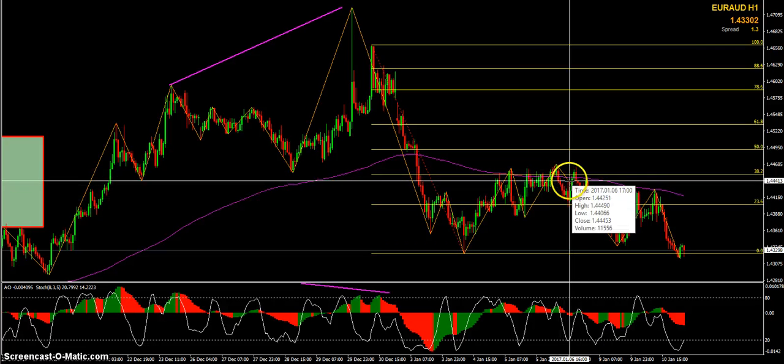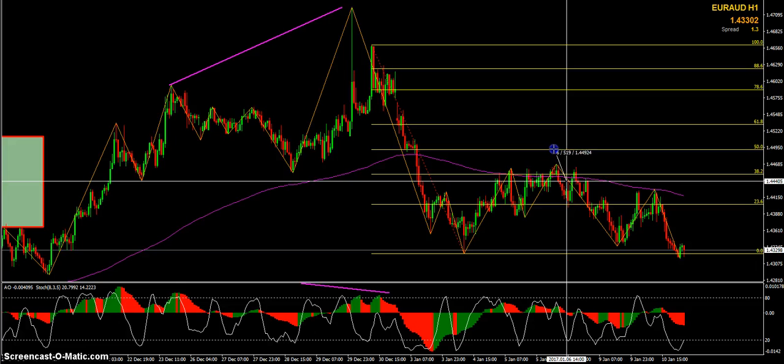So if you're looking for an entry somewhere around here, you probably would want at least a 50 pip stop loss if you're having a very tight stop loss, or somewhere a bit higher, maybe 100 pips, if you want to be a bit more conservative. You definitely want to look at getting out before these bottoms or bring it to break even. So down to those bottoms, about 100 pips.